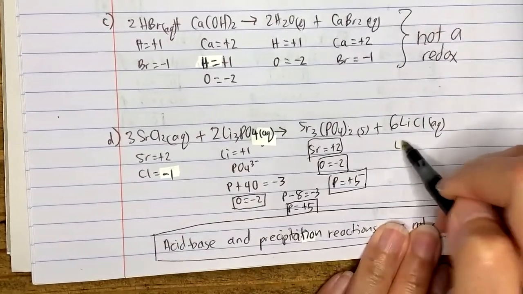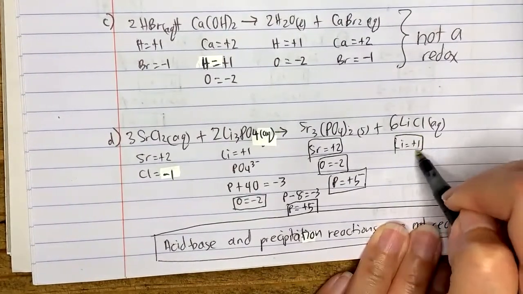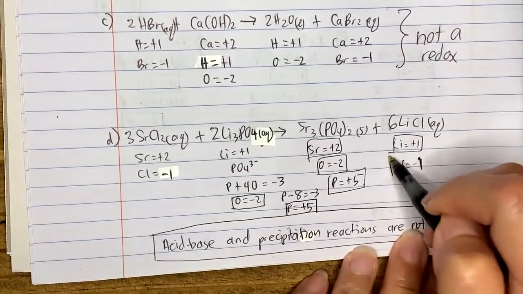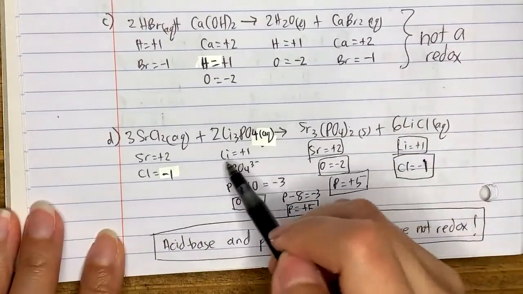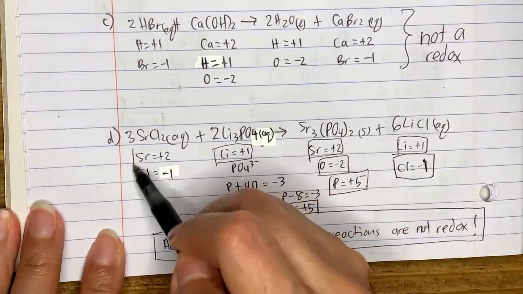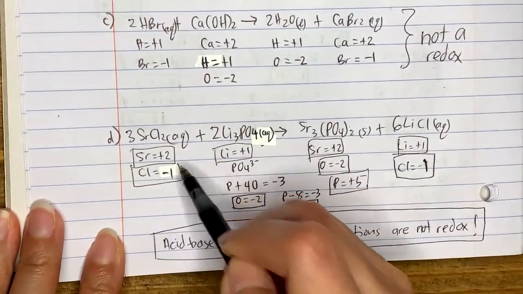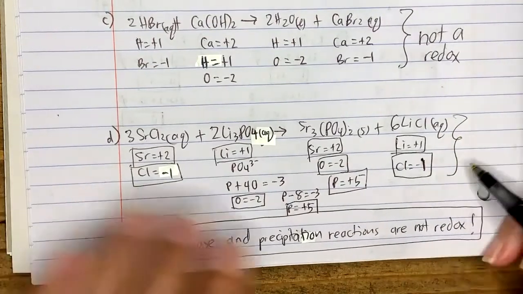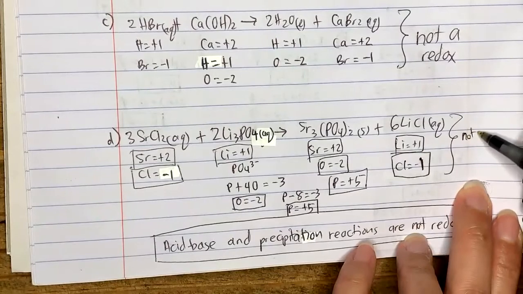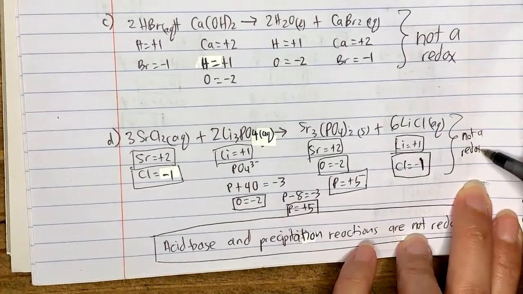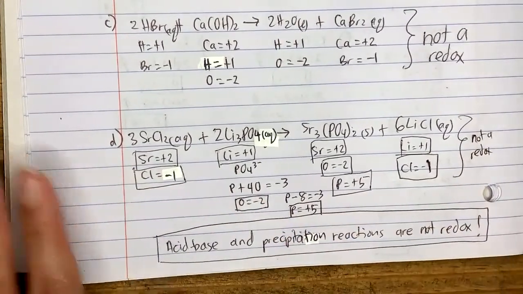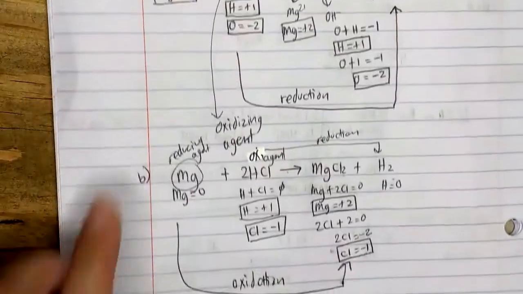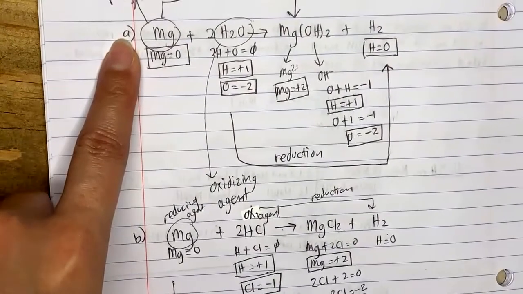And then Li is +1. And then Cl is -1. So nobody changed. That's why it's not a redox. When you have double displacement like that, it's not a redox, okay? Or when you have gases being formed, things like that, these are redox right here.